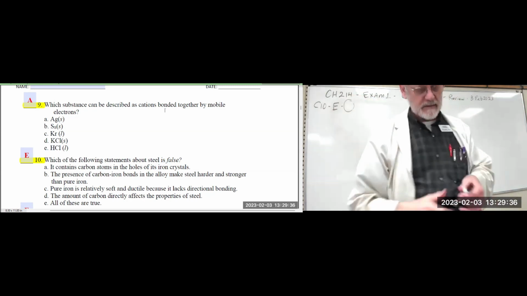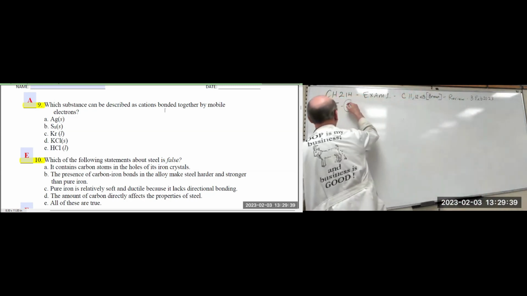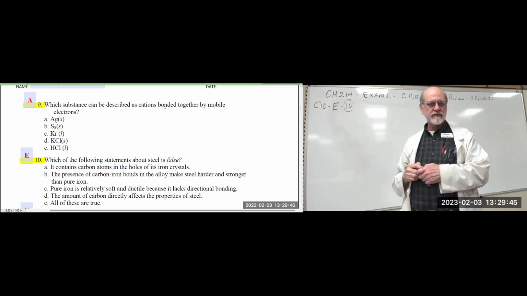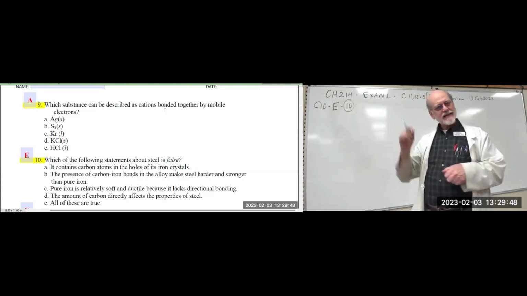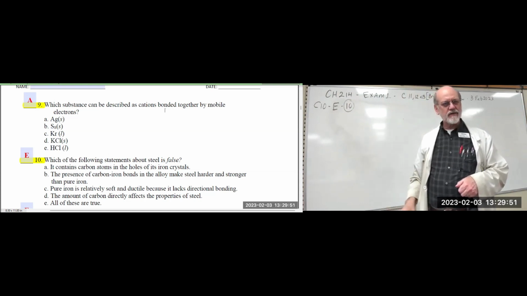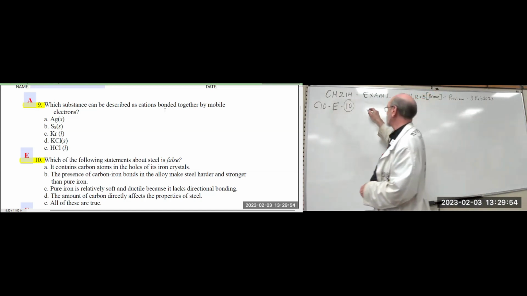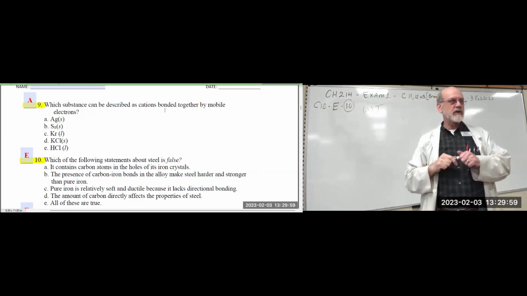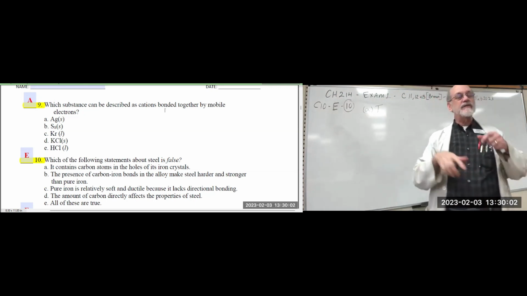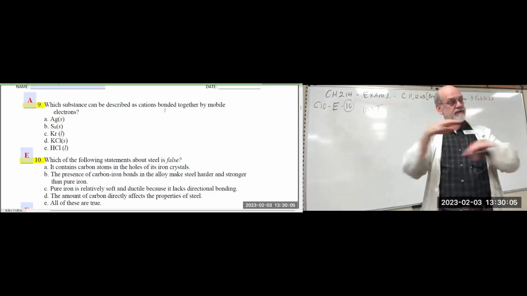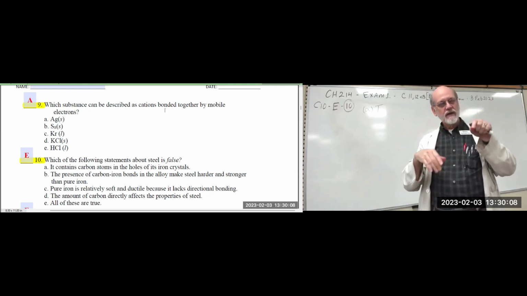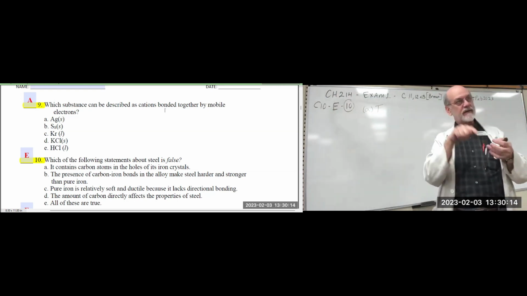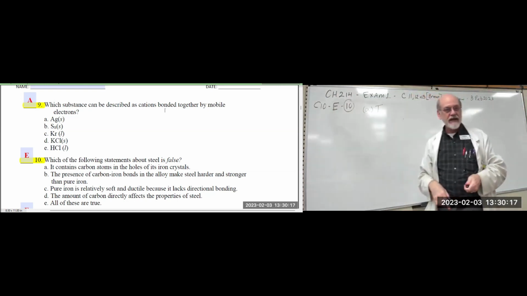All right, 10. Oh, I don't even have to move. Which of the following statements about steel is false? All right. A, it contains carbon atoms in the holes of its iron crystals. Is that true? Yep. It's known as an interstitial alloy. That is, the voids that are created in that crystal lattice, the closest packing model, the voids, we cram carbons in there. And we can do it because the voids are big enough and the carbons are small enough, they'll fit. So A is true.